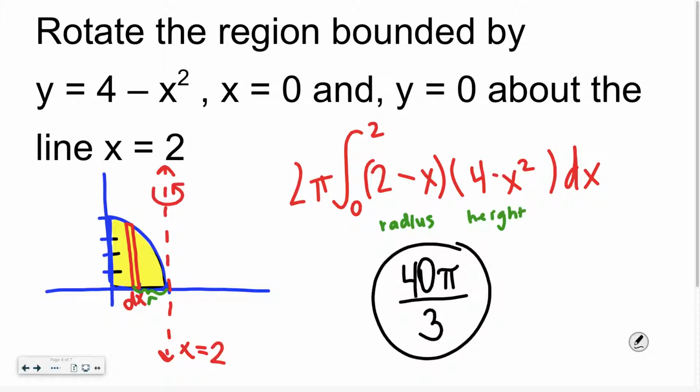Would you like to try one where the axis of rotation is on the left side? So we can see how that is different.